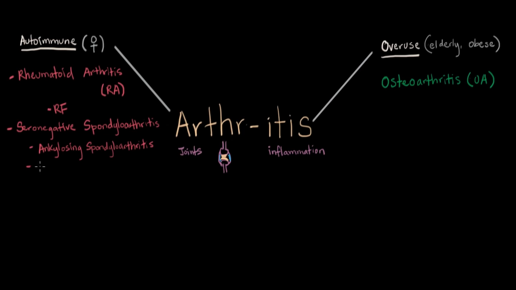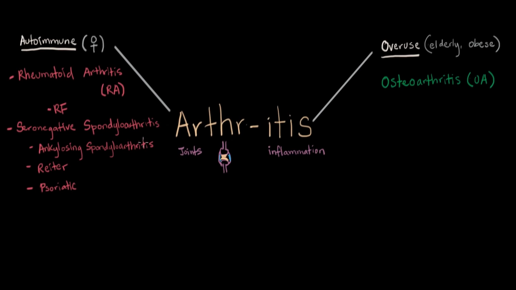And then we have Reiter syndrome, named after the person who found the disease. And then we're going to have psoriatic arthritis, psoriatic, which is part of psoriasis, one of the autoimmune systemic diseases. But it also causes inflammation of the joints, so psoriatic arthritis is its own category.